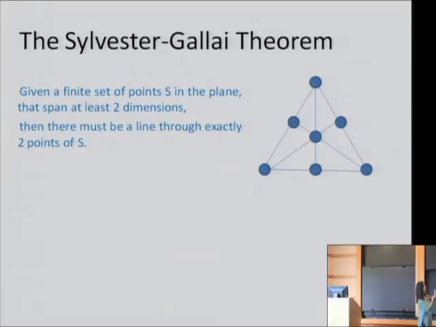So the statement is the following, it's very simple. Suppose you have a finite set of points in the plane, in R2. And suppose these points are not all collinear, so they span the plane. Okay, then the theorem says there must be a line which passes through exactly 2 points of the set S. So all these lines I've drawn in this figure, they all pass through 3 points. But there is that line which just passes through 2 points. So the theorem says whenever you have a finite set of points, you must be able to find such a line which passes through exactly 2 points.